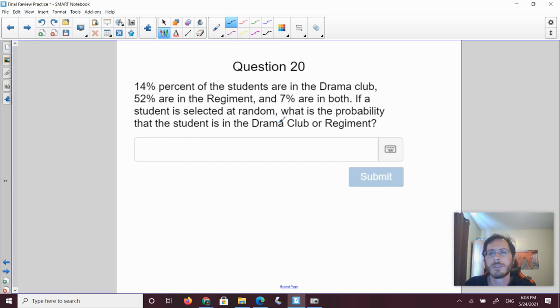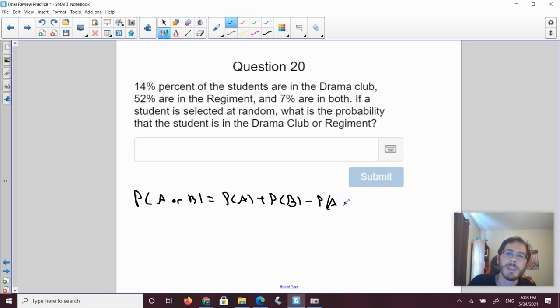For 20, this looks a lot like an addition rule question, and it is. So 14% of the students are in drama, 52% are in the regiment, 7% are in both. What's the probability that a student is in the drama club or regiment? So our addition rule is P(A or B) is equal to P(A) plus P(B) minus P(A and B).